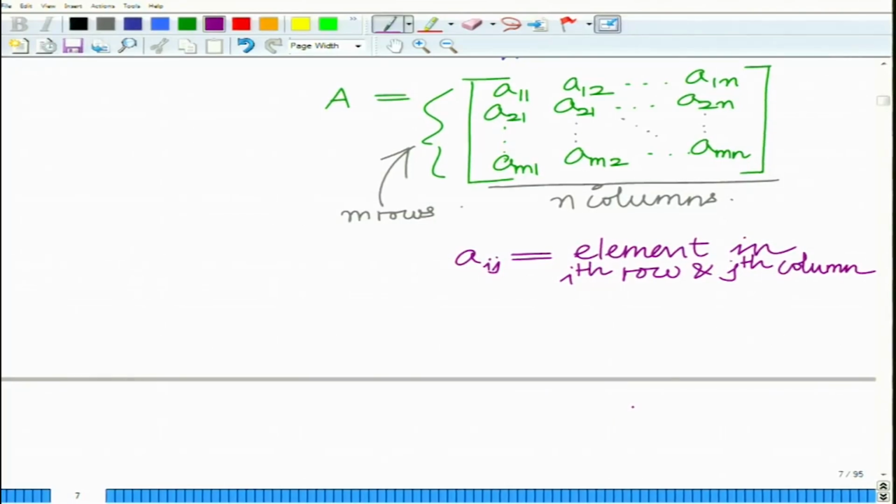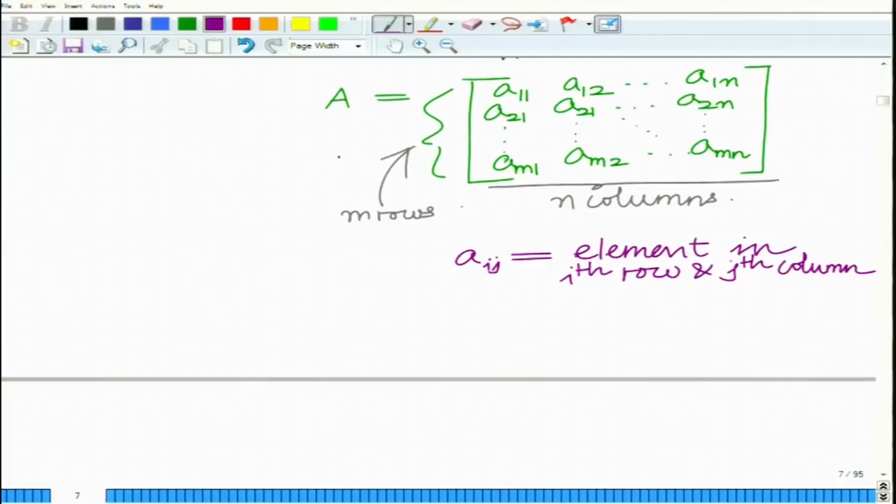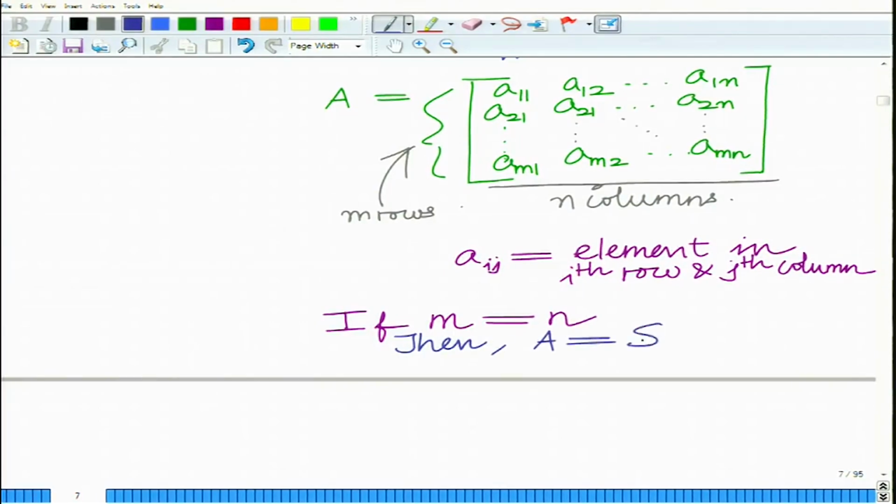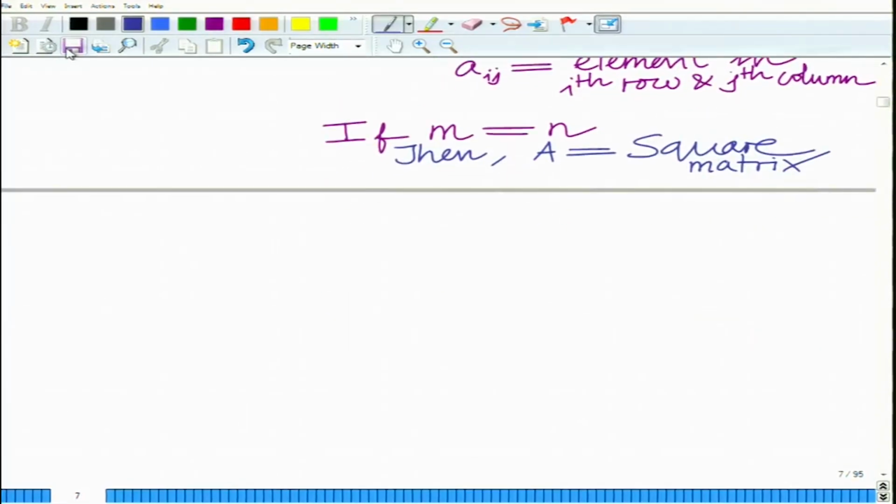Okay. And when the number of rows is equal to the number of columns, that is m equal to n, then the matrix A becomes a square matrix. Okay. So, if m equal to n, then the matrix A is a square matrix, that is when the number of rows is equal to the number of columns.